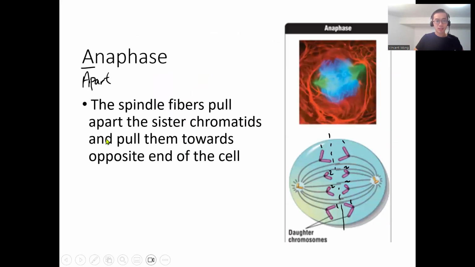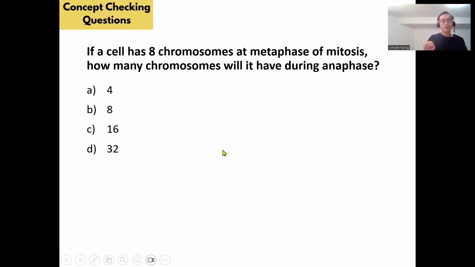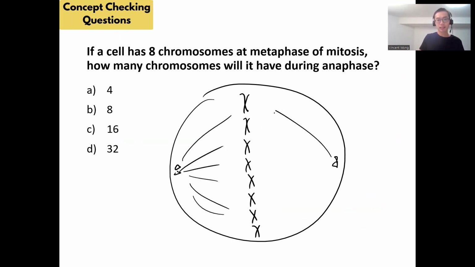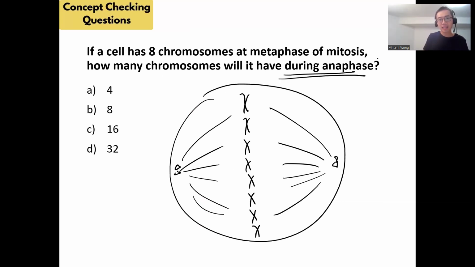Okay, so let's go to this question now. If a cell has 8 chromosomes at metaphase, so this is the cell at metaphase, 8 chromosomes: 1, 2, 3, 4, 5, 6, 7, 8. And then you have your centrioles here with all the spindle fibers. That doesn't really matter. How many chromosomes will it have during anaphase? What's the answer, people? Is it 4, 8, 16, or 32?